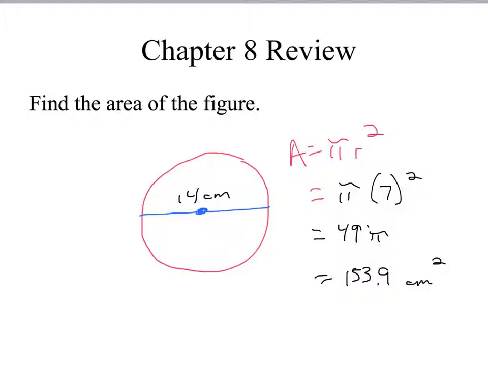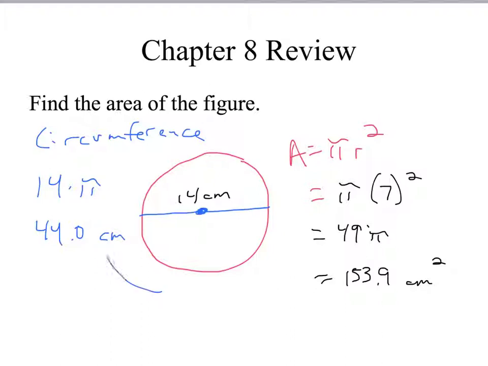All right? What if you found the circumference? Another question doesn't ask us, but what would the circumference be? Well, if you wanted circumference, you would need to take 14 times pi. Remember it's 2 pi r, but we already have the diameter, so why multiply it again? That would be 44.0 centimeters. Again, perimeter has 1 unit, area has 2. So just remember the different formulas.